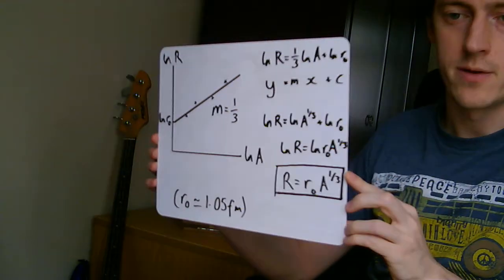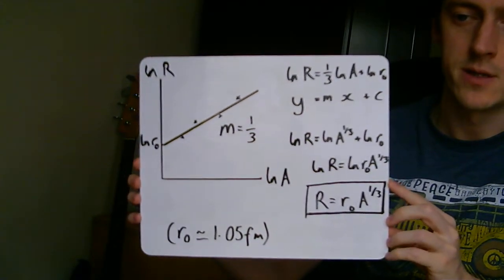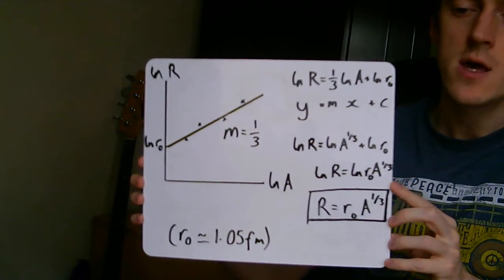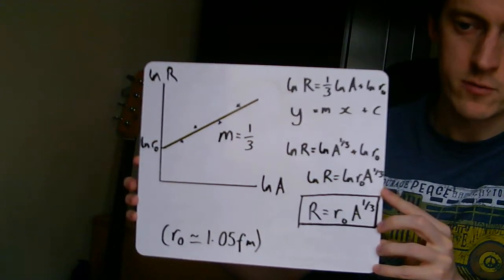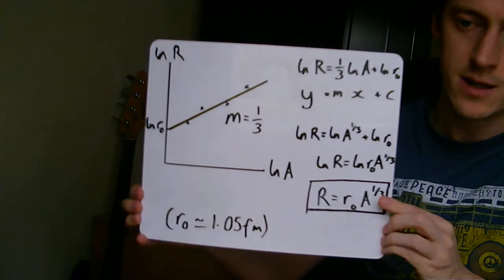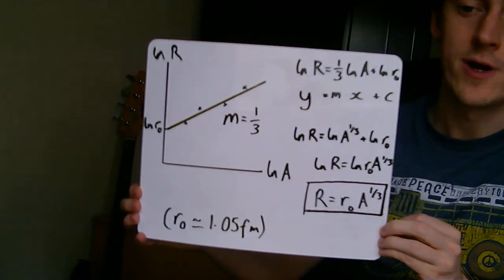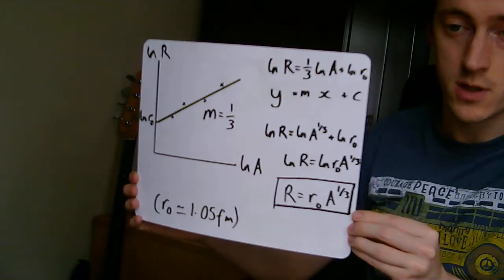So there we go. That is the graph that they were able to come up with when they did the experiment for this thing. What they were trying to do was figure out a relationship between the number of nucleons in an atom, which would be A, and the radius of the atom, which would be R. So we're looking at the relationship between those two.